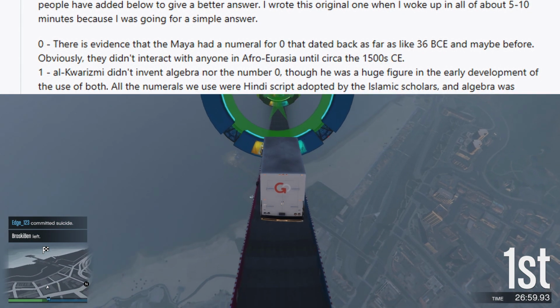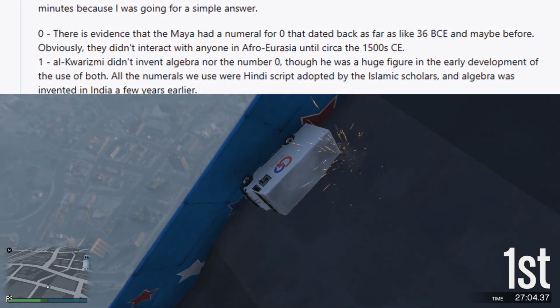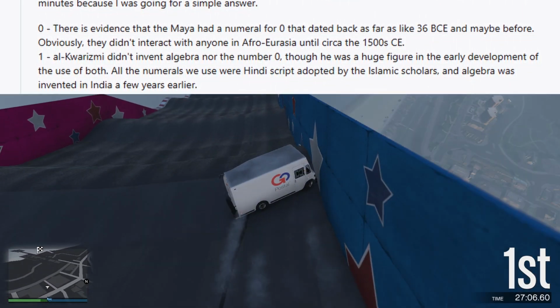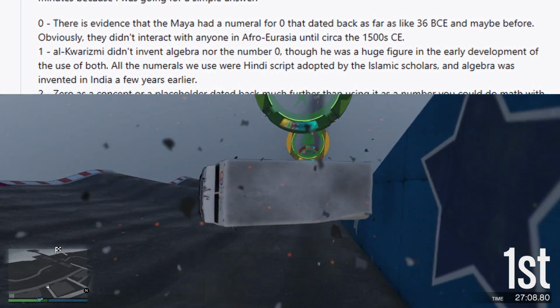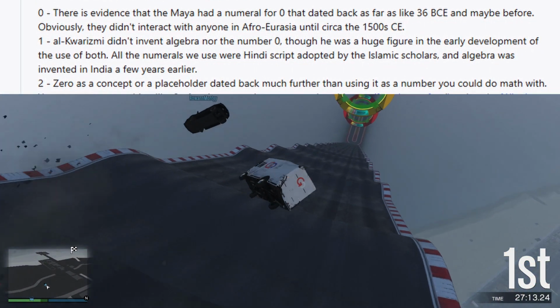One. Al-Khwarizmi didn't invent algebra nor the number 0, though he was a huge figure in the early development of the use of both. All the numerals we use were Hindu script adopted by the Islamic scholars, and algebra was invented in India a few years earlier.